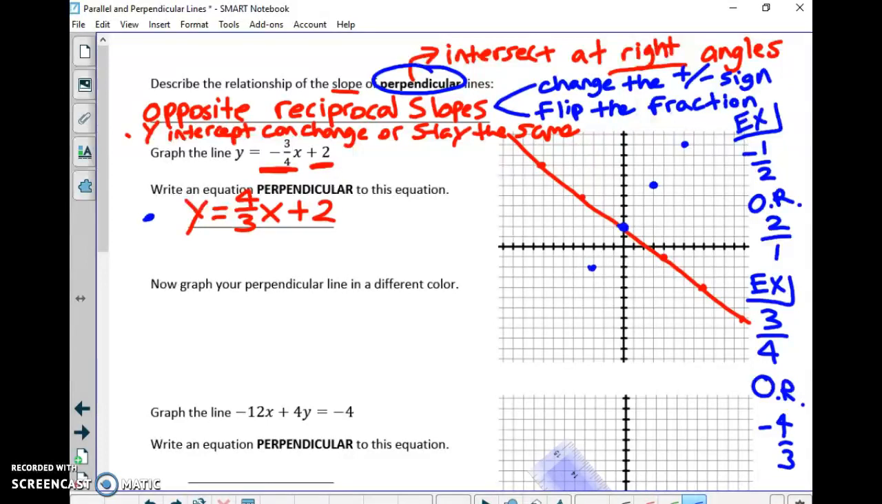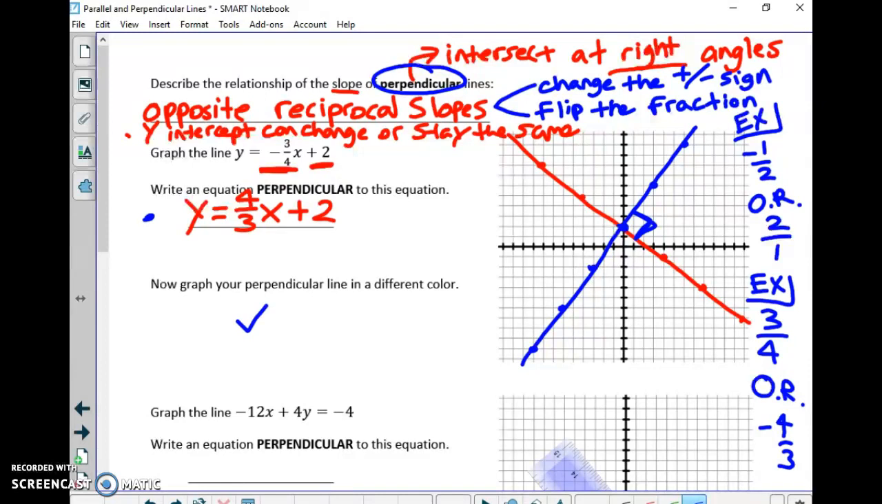When you do it the other direction, you have to go opposite. So instead of up 4, right 3, you go down 4, left 3, down 4, left 3, down 4, left 3. And then you can make your second line through there. If you did it correctly, this should look like a right angle. And it does. So on your sheet, it should look right because you use opposite reciprocal slopes. Okay? So we did that.